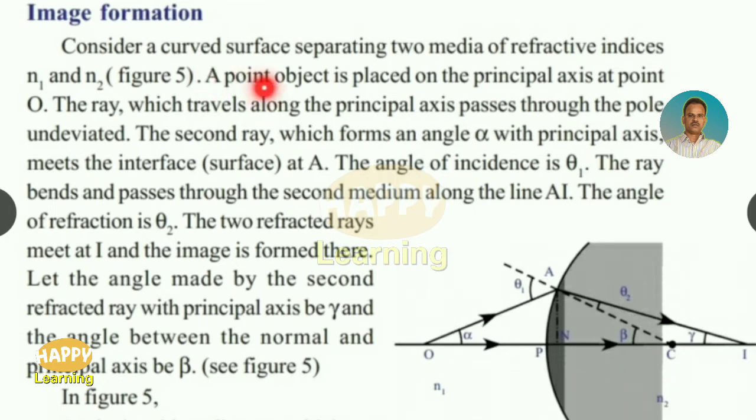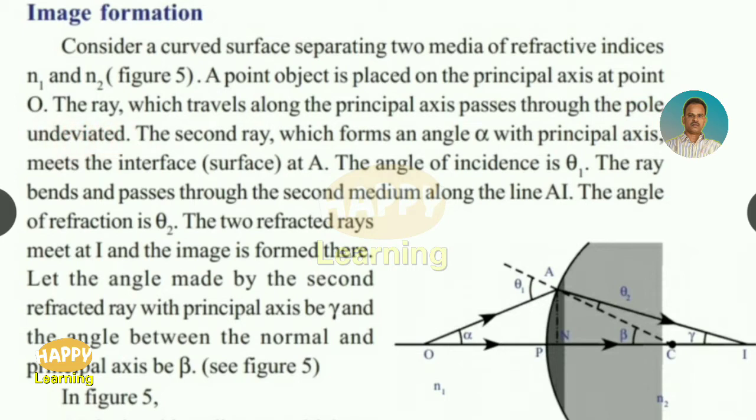A point object is placed on the principal axis at point O. Here is point O. Here is an object which is very small in size. A point size object is assumed here at point O, which is on the principal axis. The ray which travels along the principal axis passes through the pole undeviated.